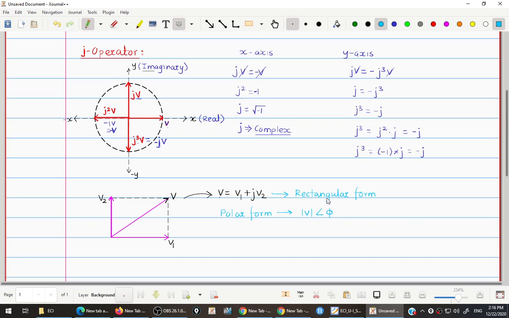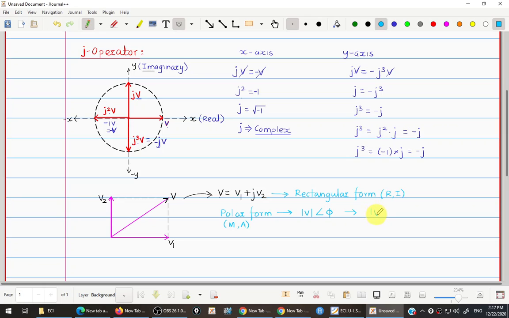Okay, and similarly rectangular form also has two parts. Here you can find that V1 is the real part and jV2 is the imaginary part. So any rectangular form has two parts, a real part and an imaginary part. Similarly, any polar form has two parts, magnitude and second is angle. Okay, so whether you are using rectangular form, you will need two parts. Similarly, if you are using polar form, again you will need two parts, magnitude and angle. Now the question remains, what is this magnitude and how to calculate this magnitude and angle?